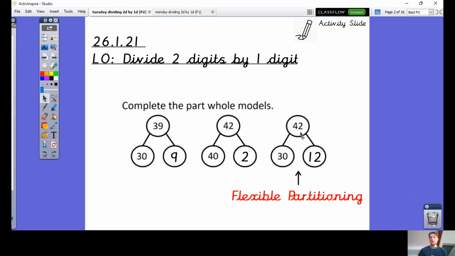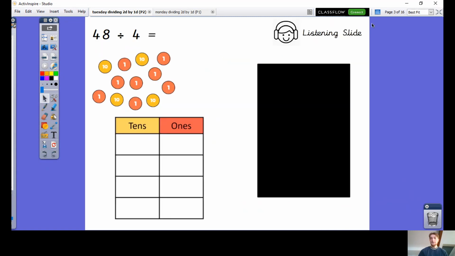Now, this type of partitioning has a special name, and it's called flexible partitioning. This is where we've partitioned a two-digit number not into its normal tens and ones. This is partitioned into two numbers that still make up 42, but they're just partitioned in different ways. So you can see here that 42 has been partitioned into tens and ones, 40 and 2. Here it's been partitioned into 30 and 12. But it still gives us 42. Now, this flexible partitioning is going to help us today in answering some of our questions, but we'll go on to that later on.